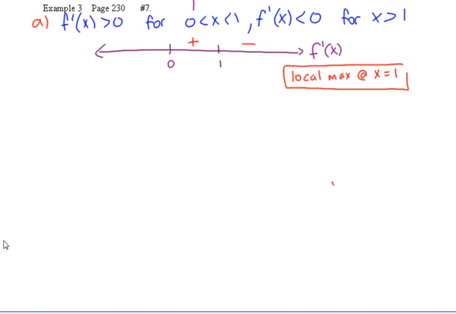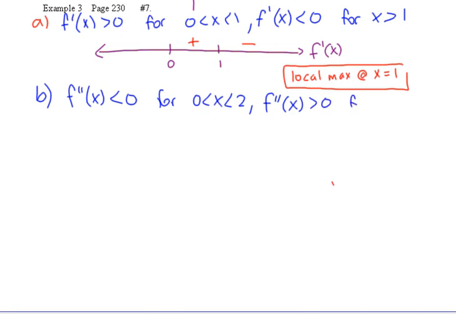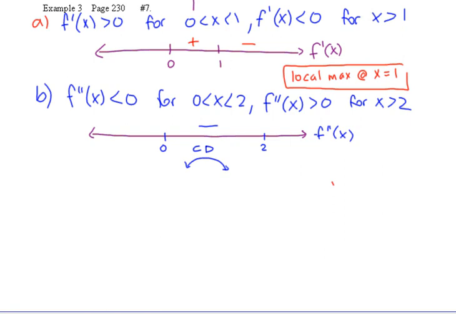Let's look at the next piece of information. The next piece of information is the second derivative is less than 0 between 0 and 2, and it's greater than 0 when x is greater than 2. Okay, so critical values here, 0 and 2, and we're dealing with our second derivative. So what do they tell us? Between 0 and 2, what do we have? Concave down, because second derivative. And then greater than 2, concave up.